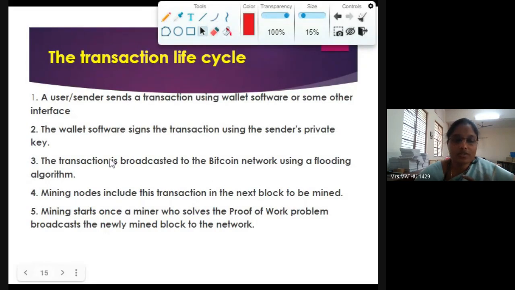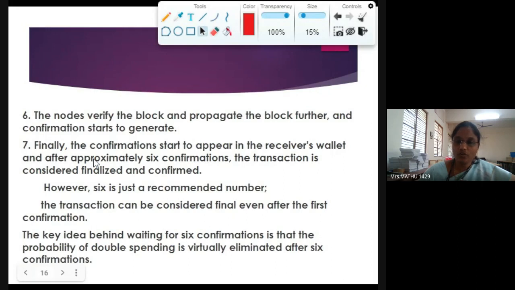So the transaction will be broadcasted into the network. Then the mining nodes in the network will mine this transaction, so it will be included in the next block to be mined. Once that block gets filled, all the transactions in that block will be mined. After mining, for confirmation it will be broadcasted to all the nodes in the network, and we need to have at least 6 confirmations.